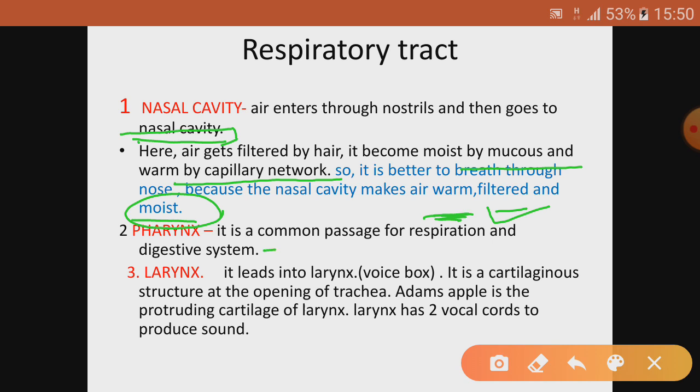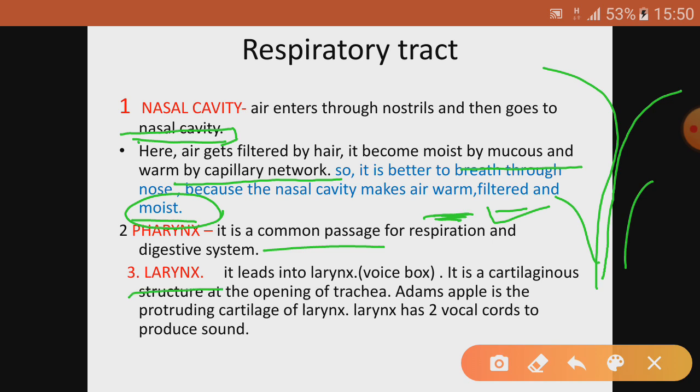Pharynx is said to be the common passage for the respiratory and digestive systems. It is a funnel-shaped structure, and from the oral cavity, that is the mouth, the food and water come, and from the nasal cavity the air comes. All three, food, water and air, get collected here and then they get diverted to their respective pipes. Food and water go to the food pipe and air goes to the windpipe.